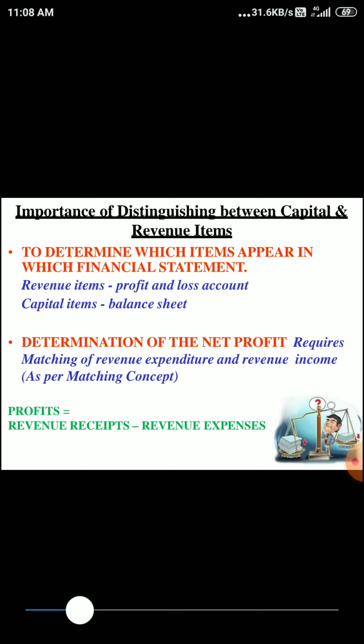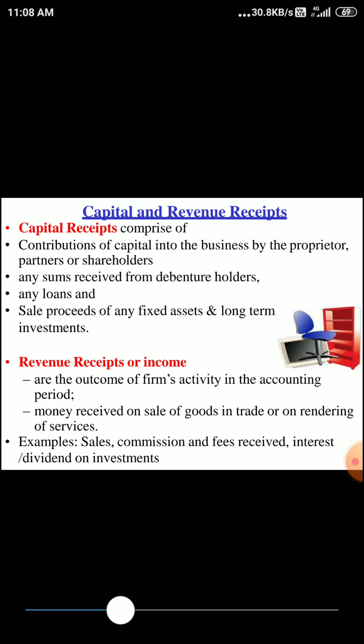Before this, you have to recognize the profit. Profit means your revenue receipts minus revenue expenses. Whatever you are selling, sale of goods, sale of services, that is called revenue receipts. From that, if you deduct the revenue expenses like salary and all other revenue expenses, you will get profit. To determine the tax, it is very important to analyze which are revenue receipts and which are capital receipts. That is what we are going to do in today's lecture.